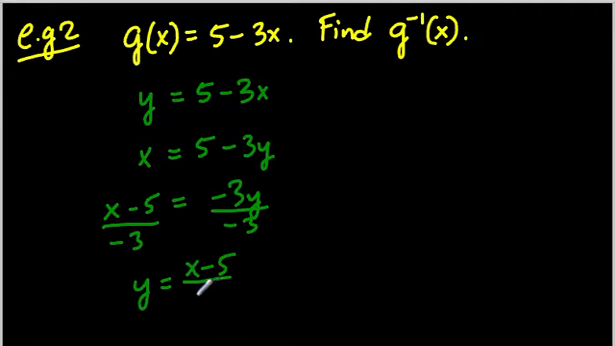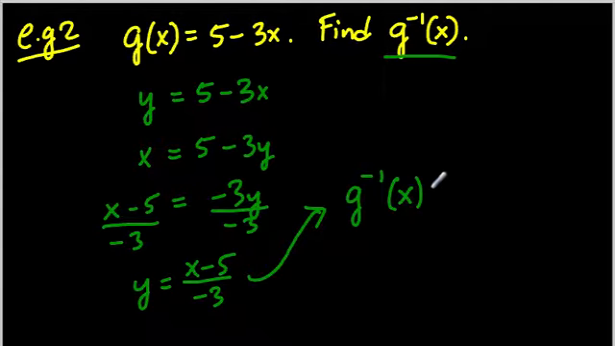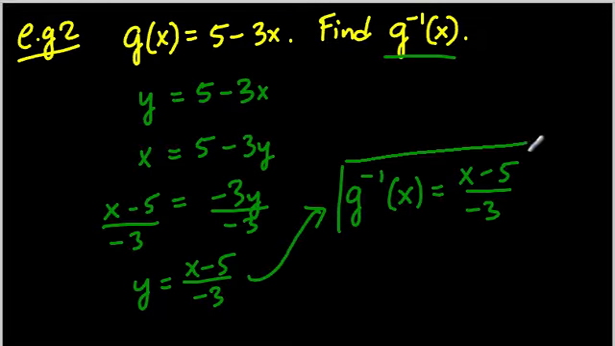So if I divide by -3 on both sides, my final answer will be y is equal to x minus 5 divided by -3. And again, you might think that this is our last step, but no, no, no. I asked you to find g inverse of x. So your very last step will be to replace that y with g inverse of x. So g inverse of x is equal to simply x minus 5 divided by -3, and there we go.